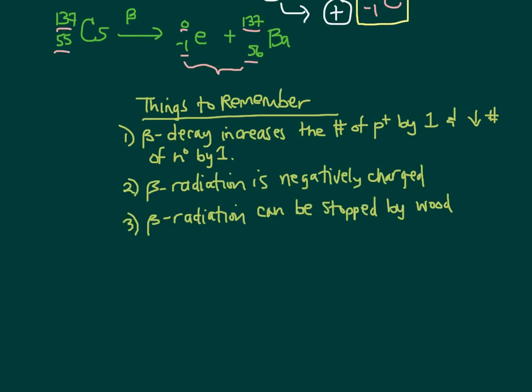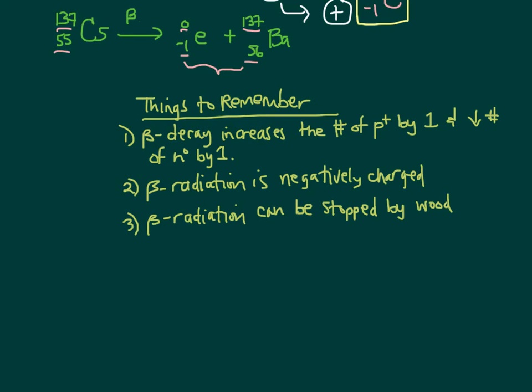Second thing to remember is that beta radiation, a beta particle, is negatively charged. It's essentially just a high-speed electron. And the third is that beta radiation can be stopped by wood, so something a little more dense than paper, because it is actually really small, especially compared to an alpha particle.